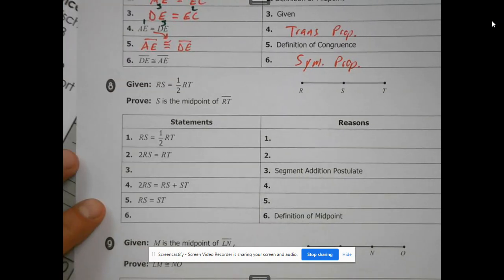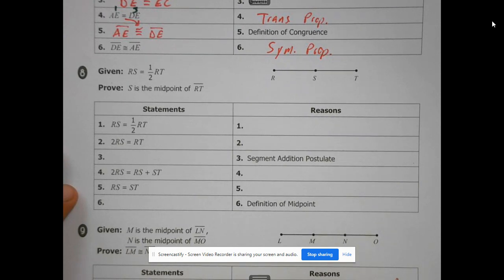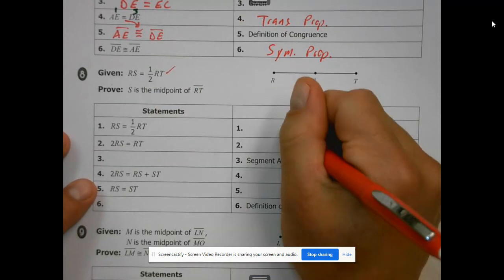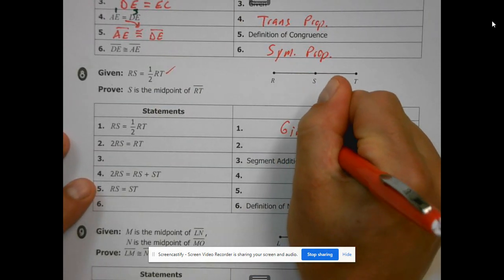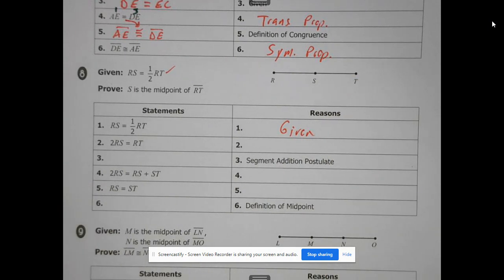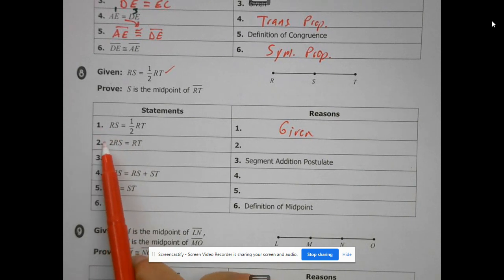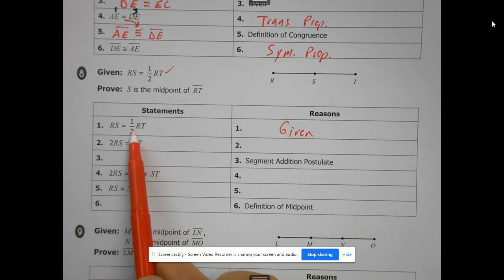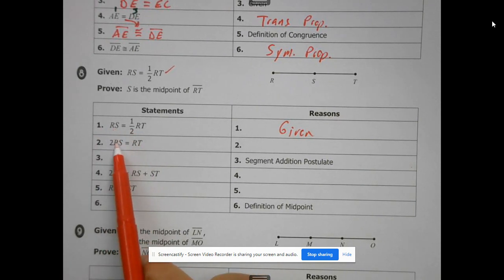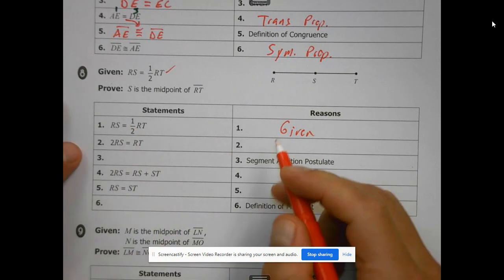Number 8. Just have one given. There it is. All right, this is an old reason. What are they doing to both sides here? Well, from line 1 to 2, they're multiplying both sides by 2. 2 times that is that. 2 times that is that. Multiplication property.